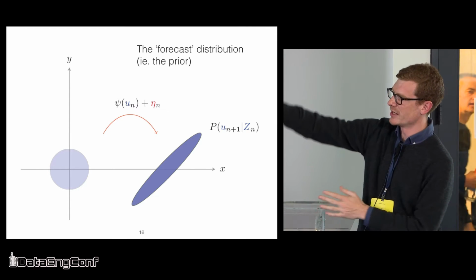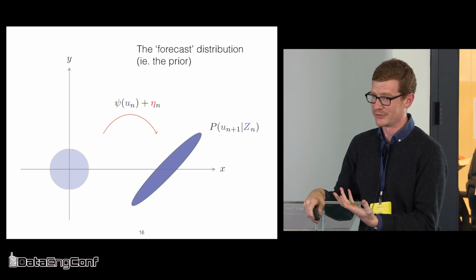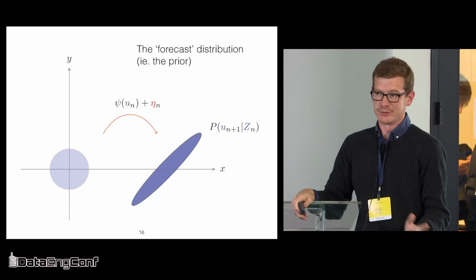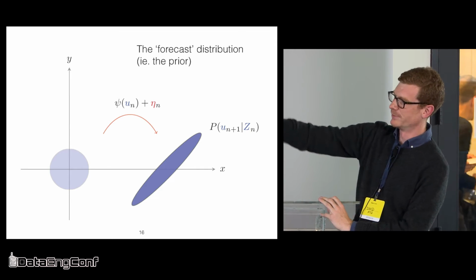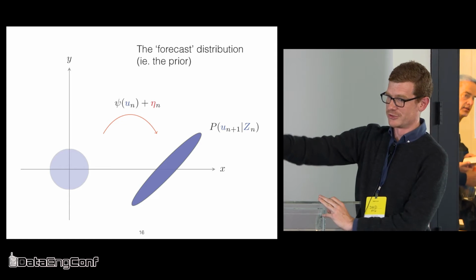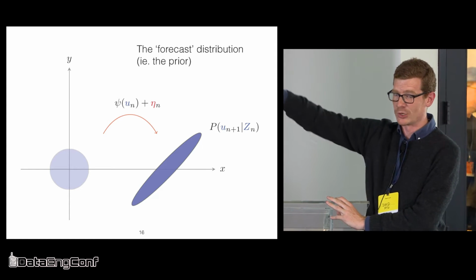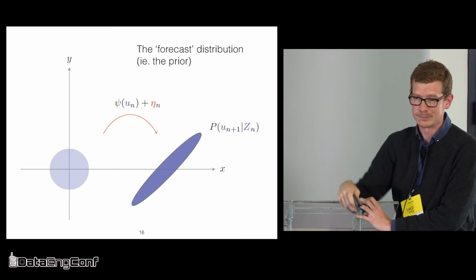So this is our prior knowledge of where we are at time n+1, not given any extra data yet. This is what you call a forecast distribution, because you're just taking what you knew a second ago and making a forecast using only the model.